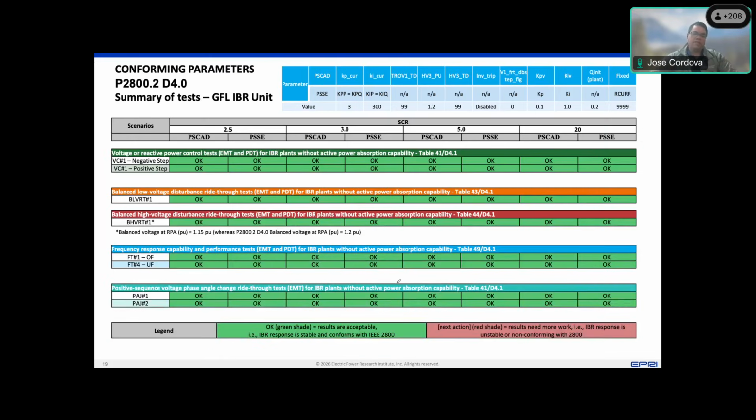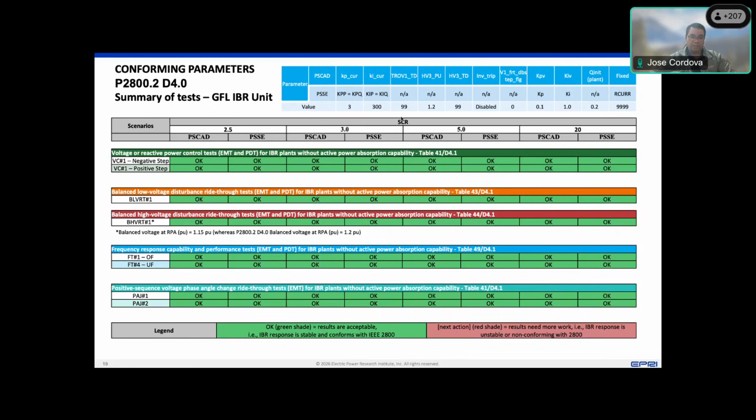So overall, as I said, we tested this for voltage response and positive sequence voltage phase jump. And as you can see here in the tables, you have a summary of the test of the grid following IBR unit, where across the board, and this answers our second research question, which is, can we tune an IBR unit, a grid following IBR unit, to conform with the different tests in 2800.2? At least for this selection, the answer is yes.